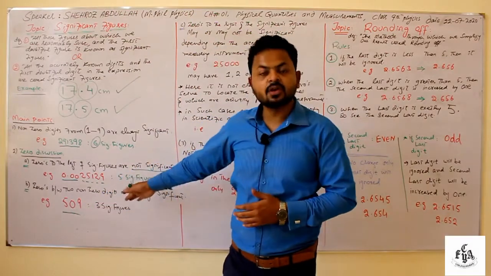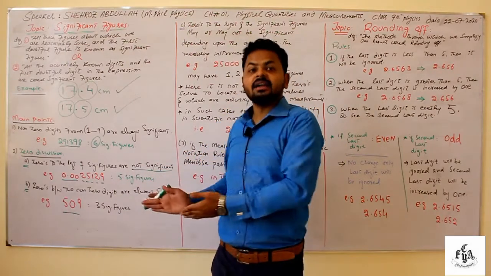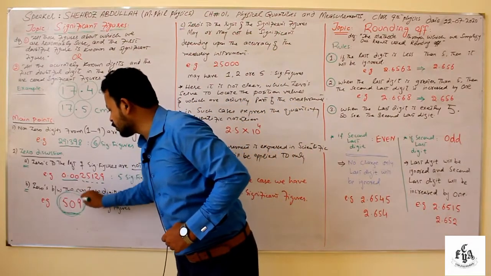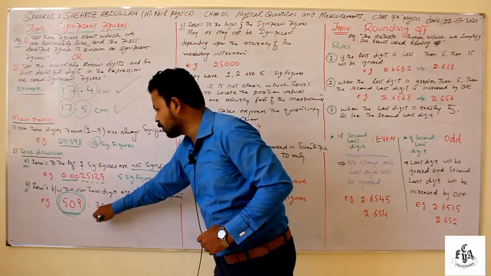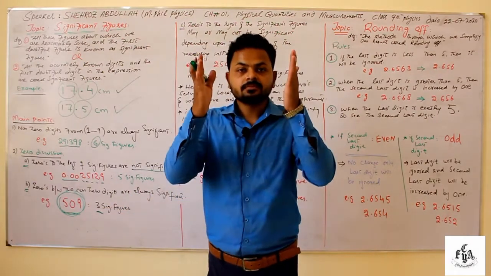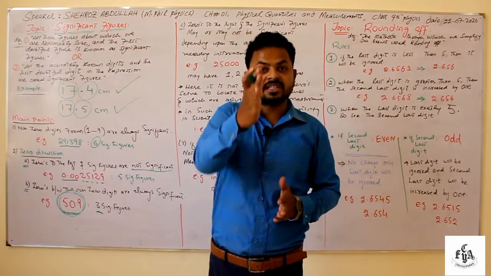509. Does this 509 mean 59? No, never. It means 509. In 509 we have three significant figures. How many? Three significant figures. So what is the rule? If 0 is in between two non-zero digits, then that 0 is also significant.